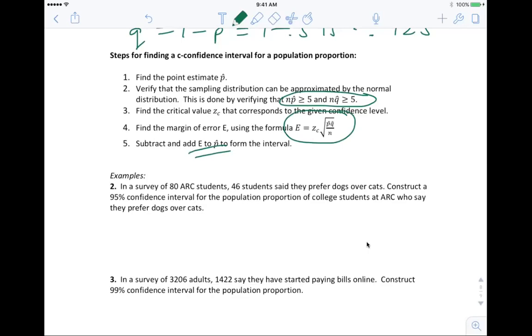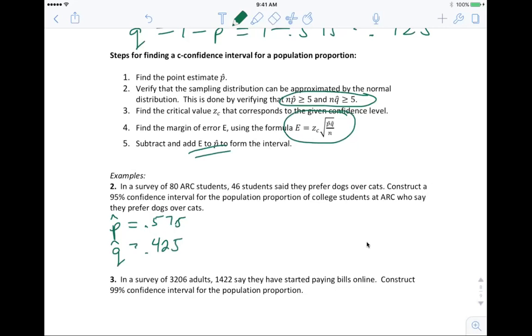Okay, so number 2, survey of 80 students, 46 prefer dogs, construct that 95% confidence interval. Now I'm just going to follow those steps. So the first thing I've got to do is find p hat, which we actually did above in number 1. That's 0.575. Q hat, 0.425. Okay, that's step 1.